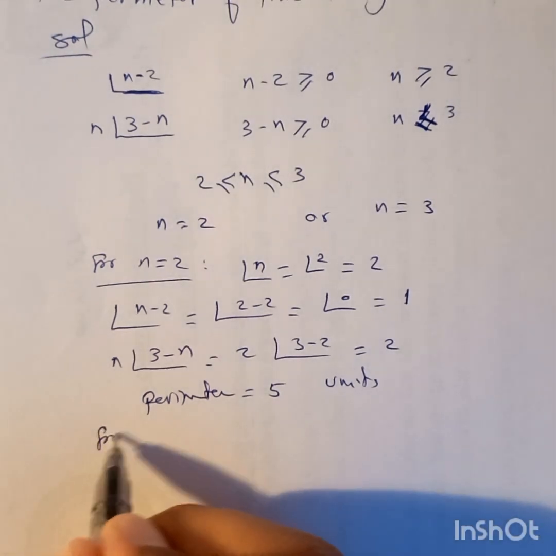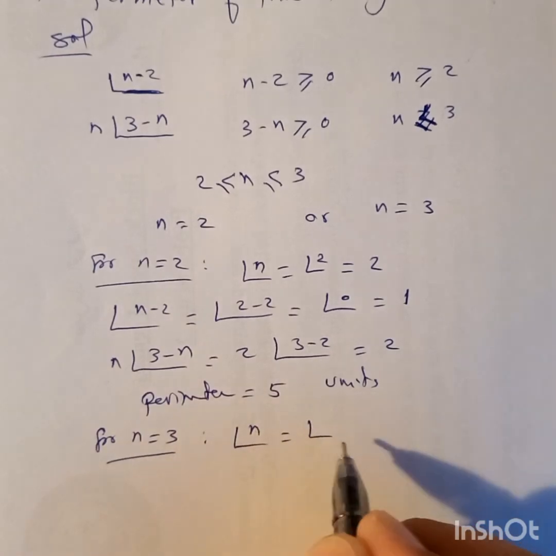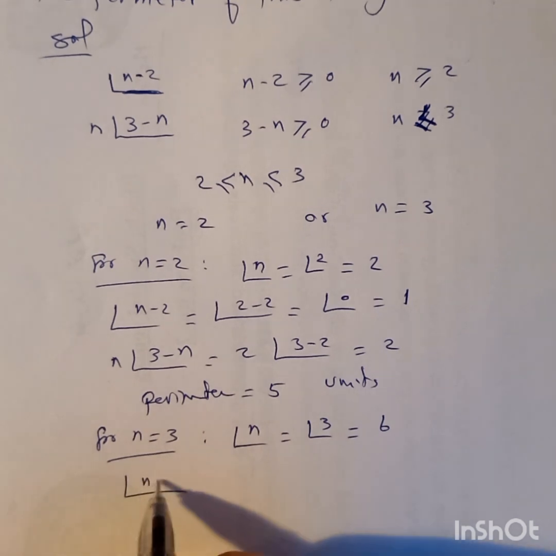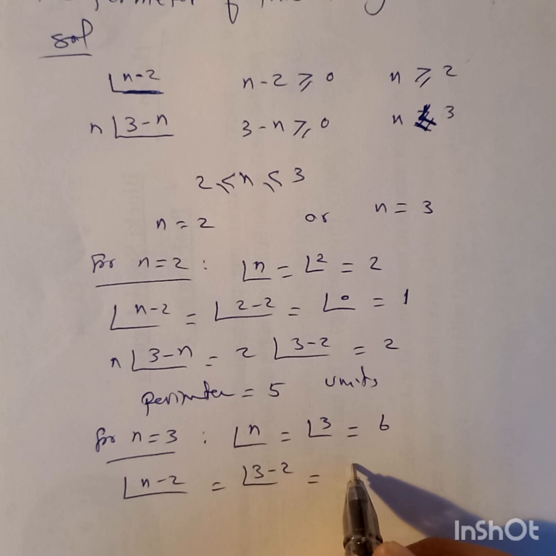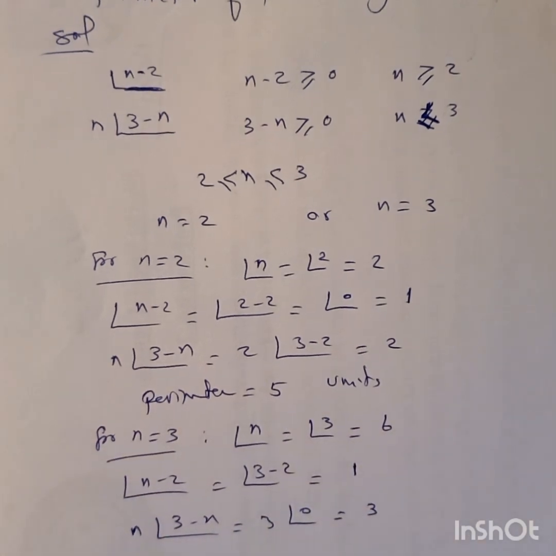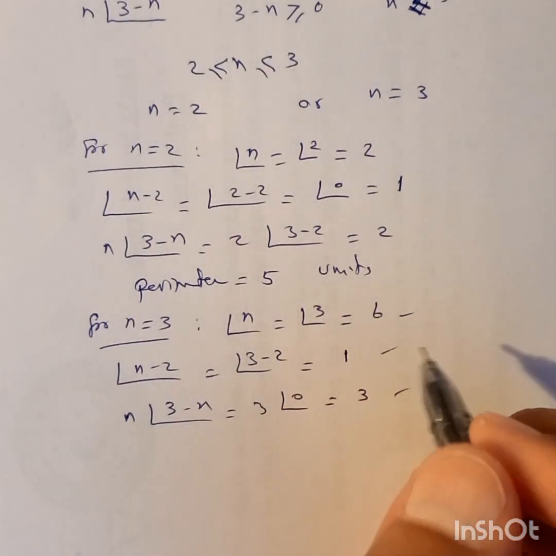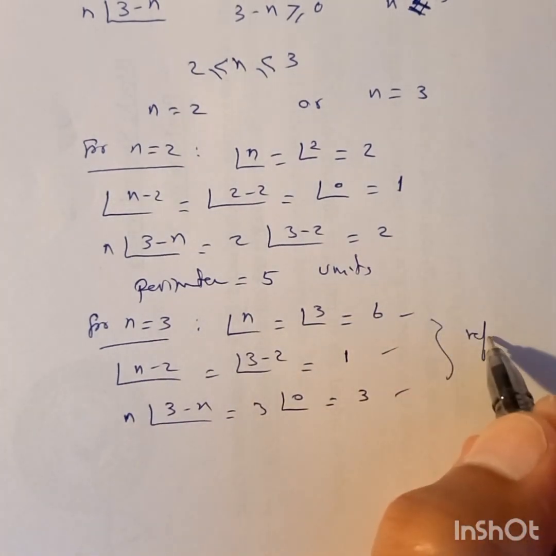For n equals 3, we have the side lengths: factorial of n equals factorial of 3 equals 6. Then factorial of n minus 2 equals factorial of 3 minus 2 equals factorial of 1, this is 1. And we have here factorial of 3 minus n equals factorial of 0, this equals 1. In this case we have 6, 1, 1 as the lengths of the sides of this triangle, but these lengths are refused.